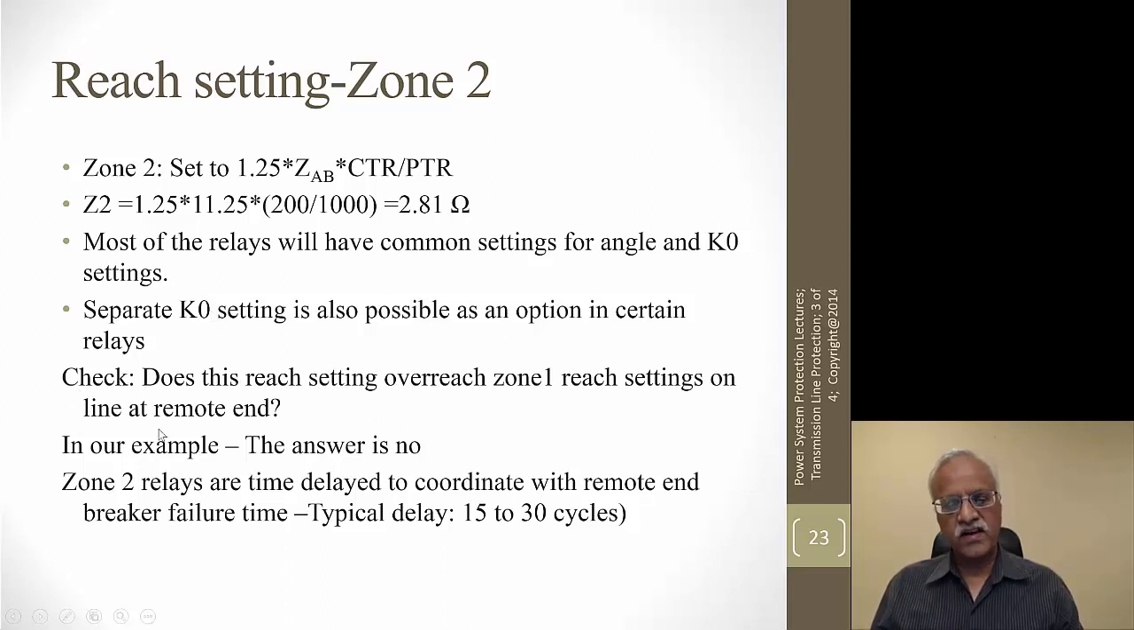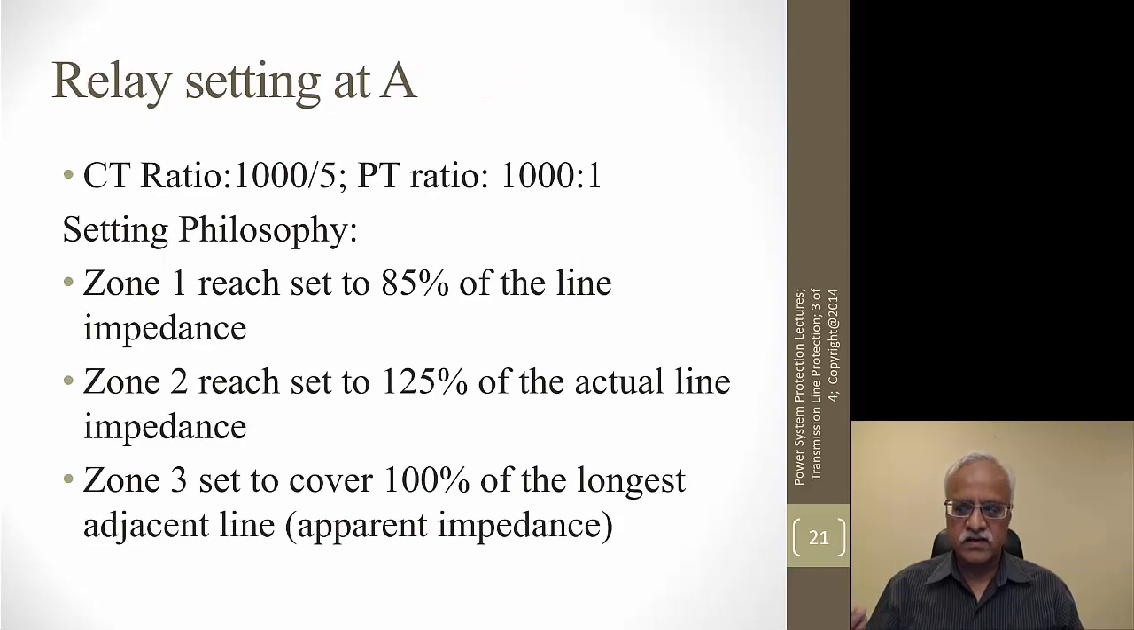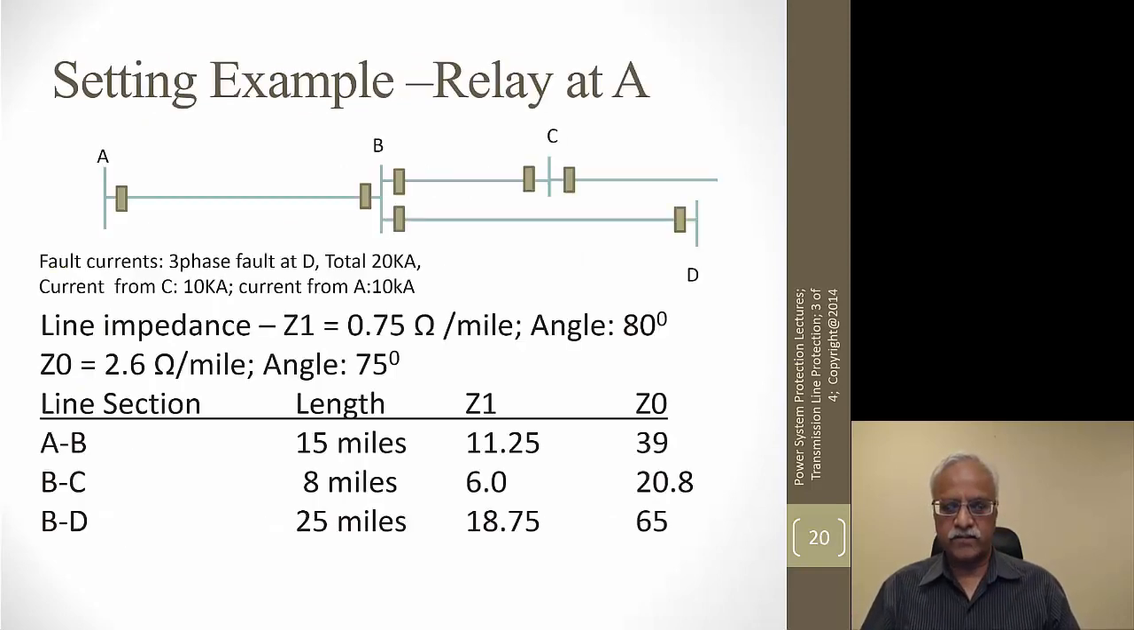And then what we have to see is whether it overreaches the remote end. It could be 100 miles followed by a 5-mile or 10-mile long line. So under zone 2, it's 125% of the 100 miles, which can overreach that. So if there is a fault on the adjacent line section, it can operate also. So you have to cover for that.